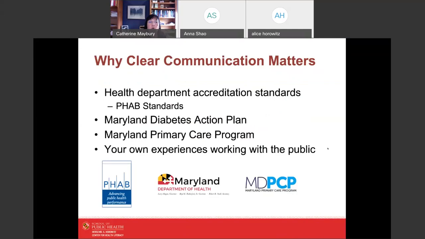So clear communication is important for several reasons. The public health accreditation standards have health literacy and clear communication as elements of standards 3, 7, and 8. Maryland's Diabetes Action Plan includes goals for maintaining a healthy weight, knowing pre-diabetes statuses, and reducing diabetes mortality. And all of these goals require communication, education, and health literacy work to achieve them. Maryland's primary care program has quality improvement objectives that align with health literacy and clear communication. And as we think about the work that you do working with the public, we want to make sure that you create and deliver oral health communications so people understand your messages and take actions to live healthier lives.